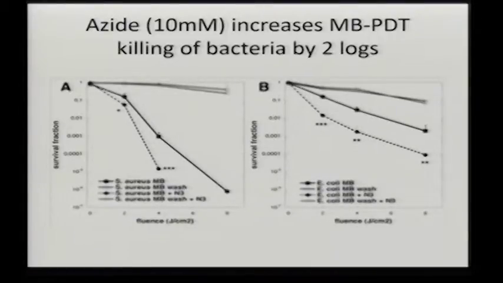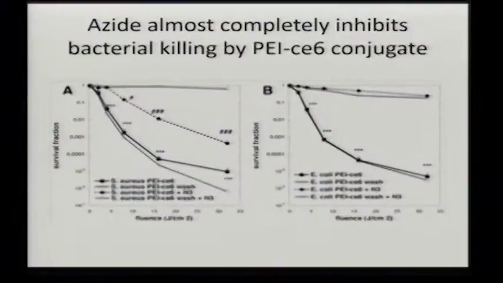And here is gram-negative E. coli, about 1.5 logs more killing when you add azide. And remember, we expected to see quenching. That's what everybody assumed we would see. If you look at the polylysine chlorin e6 conjugates, as you might expect, you get quenching of killing.